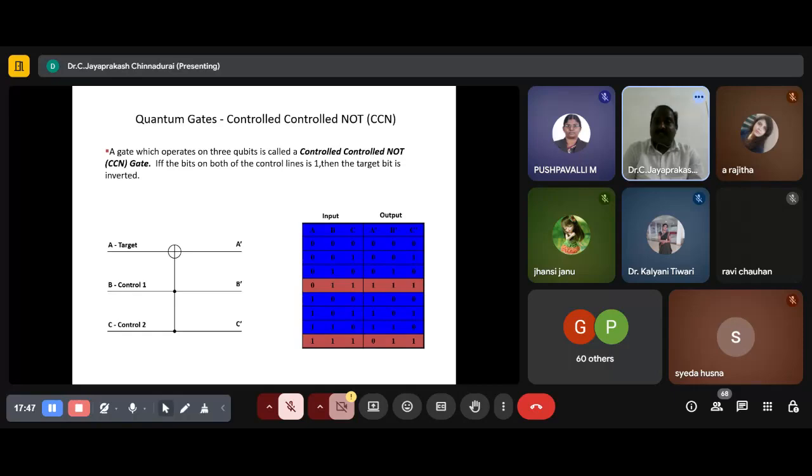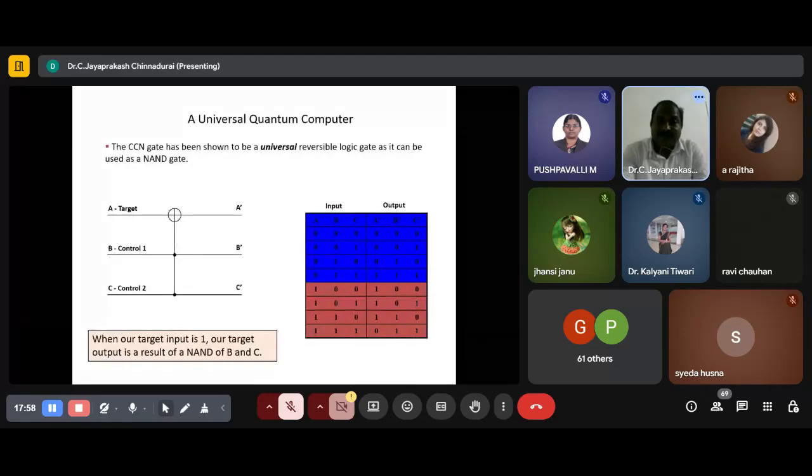So the quantum gate we are using, which operates on 3 qubits, is called a controlled-controlled NOT (CCN) gate. So it will act like this. This is the input and this is the output. And if you go for a universal quantum computer, the CCN gate has been shown to be a universal reversible logic gate. So that is the point. The CCN gate has been shown to be a universal reversible logic gate as it can be used as a NAND gate. Same thing we discussed in the previous one, the same thing only here.